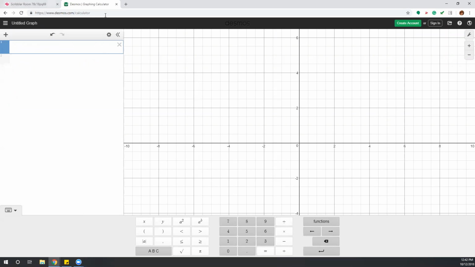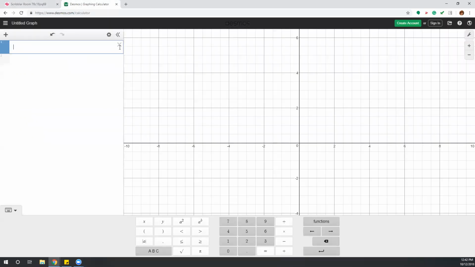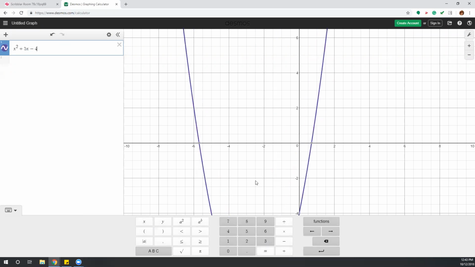So what you do, let's type this one in exactly, x squared plus 5x plus 4. If it says equals 0, we don't want to include that part in the graphing calculator. We literally type in just the variables. We have the keyboard down here, or you can type it using your computer keyboard. We have x, and then the a squared is how you get squared. And it was plus 5x minus 4. And it'll bring up the shape.